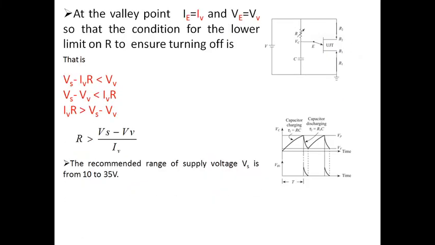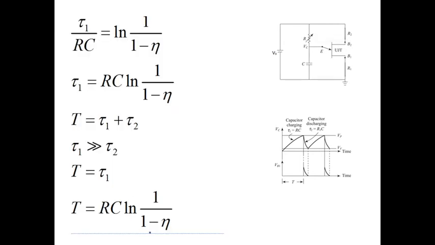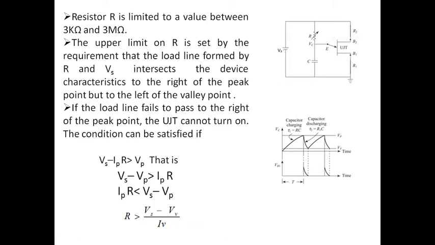T is RC ln 1 by 1 minus eta. So T is already known to us, C we need to assume, R we can calculate, eta is known to us. But before we do this, we need to find out some limits of R.